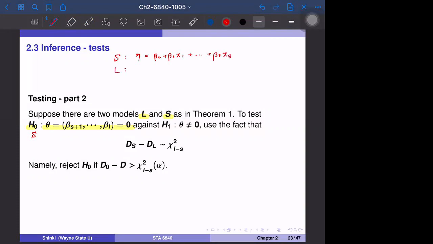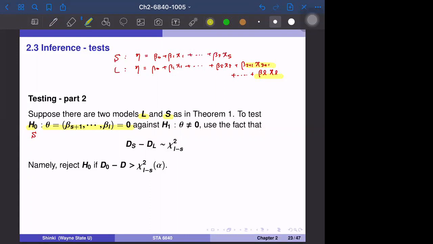But model L is larger. So eta is equal to beta naught plus beta 1 x1 plus up to beta s xs, but actually plus beta s plus 1 x s plus 1 up to beta L xL. So we have L minus S more parameters.